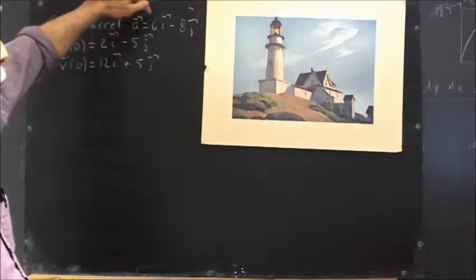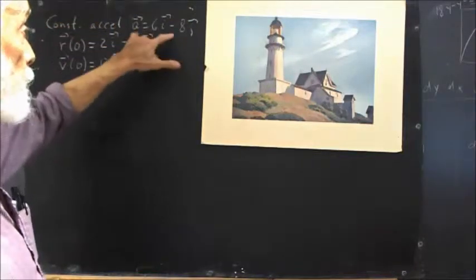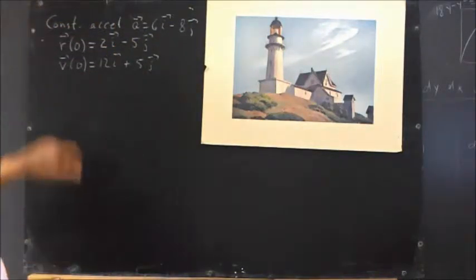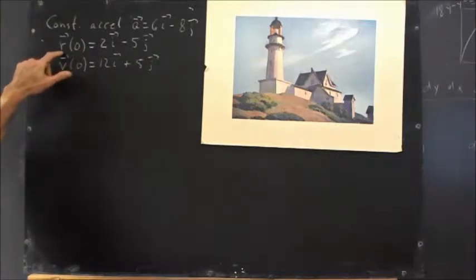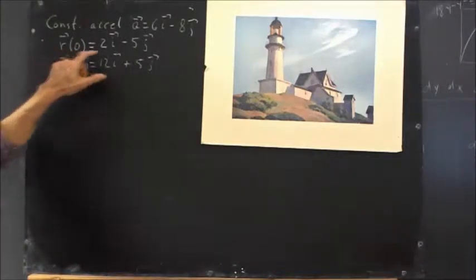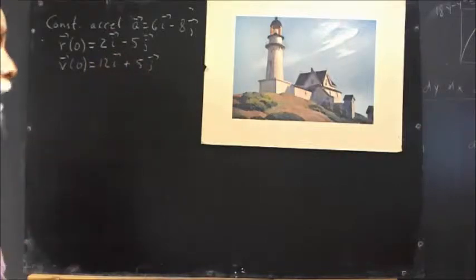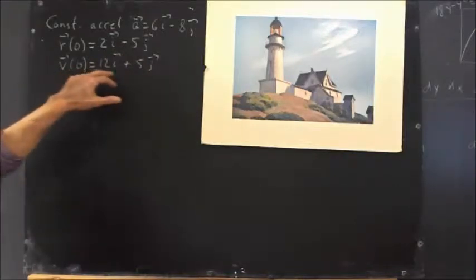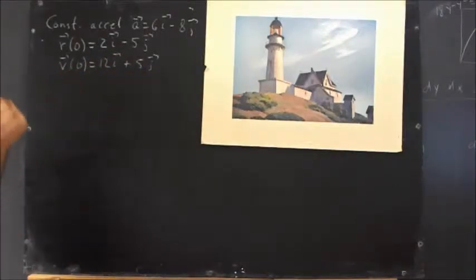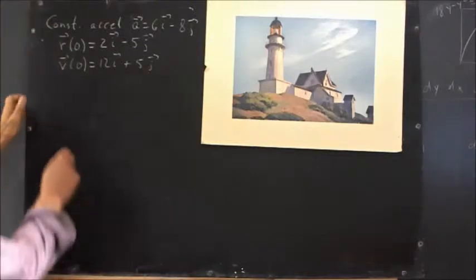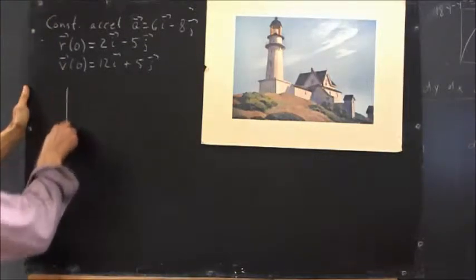So the acceleration is 6i minus 8j. That's a constant acceleration. And we have the initial conditions that our initial position is 2i minus 5j, and our initial velocity is 12i plus 5j. So what does this mean? Let's just draw a picture.